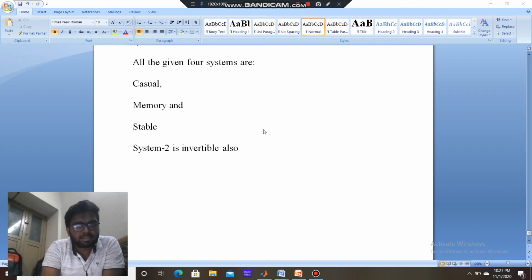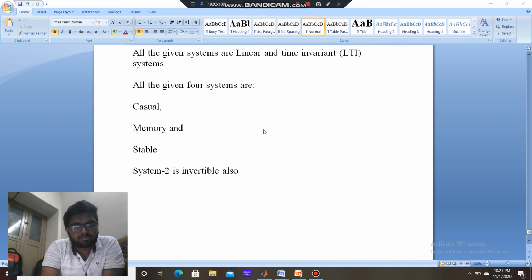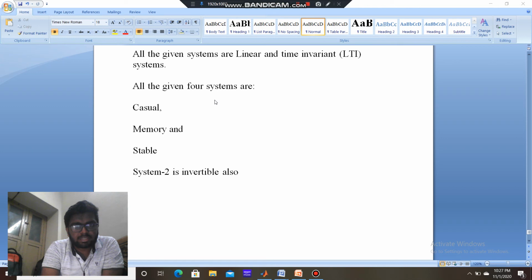This concludes experiment 4 of our signals and systems laboratory. By this we have seen how to do convolution in MATLAB, and how to remove trend by using the moving average filter, and we have also discussed various properties of LTI systems.